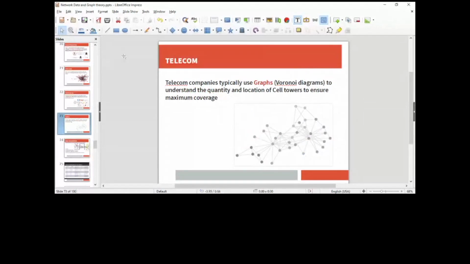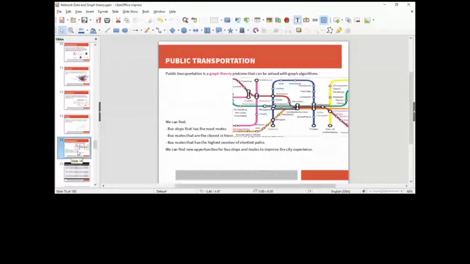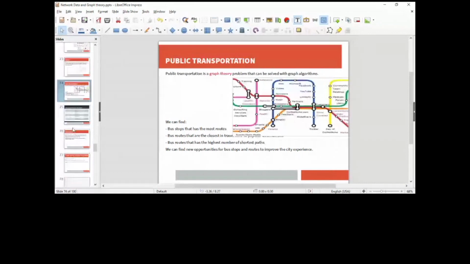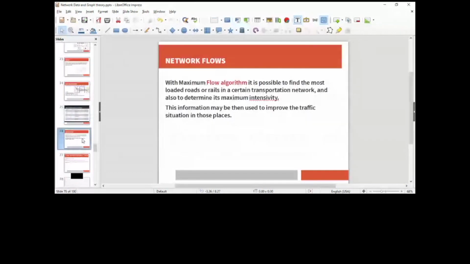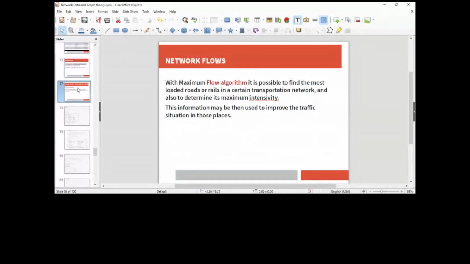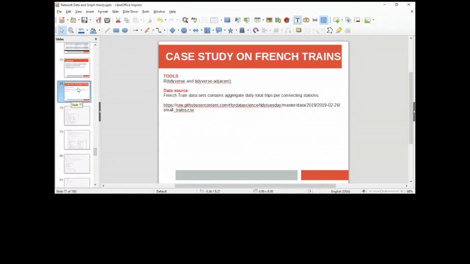Graphs can be used by the telecom industry to plan their stations. We've talked about how it is for public transportation, and then the other example, network flows algorithm. So now we want to come to a case study. I think I have like 10 minutes to go through this.